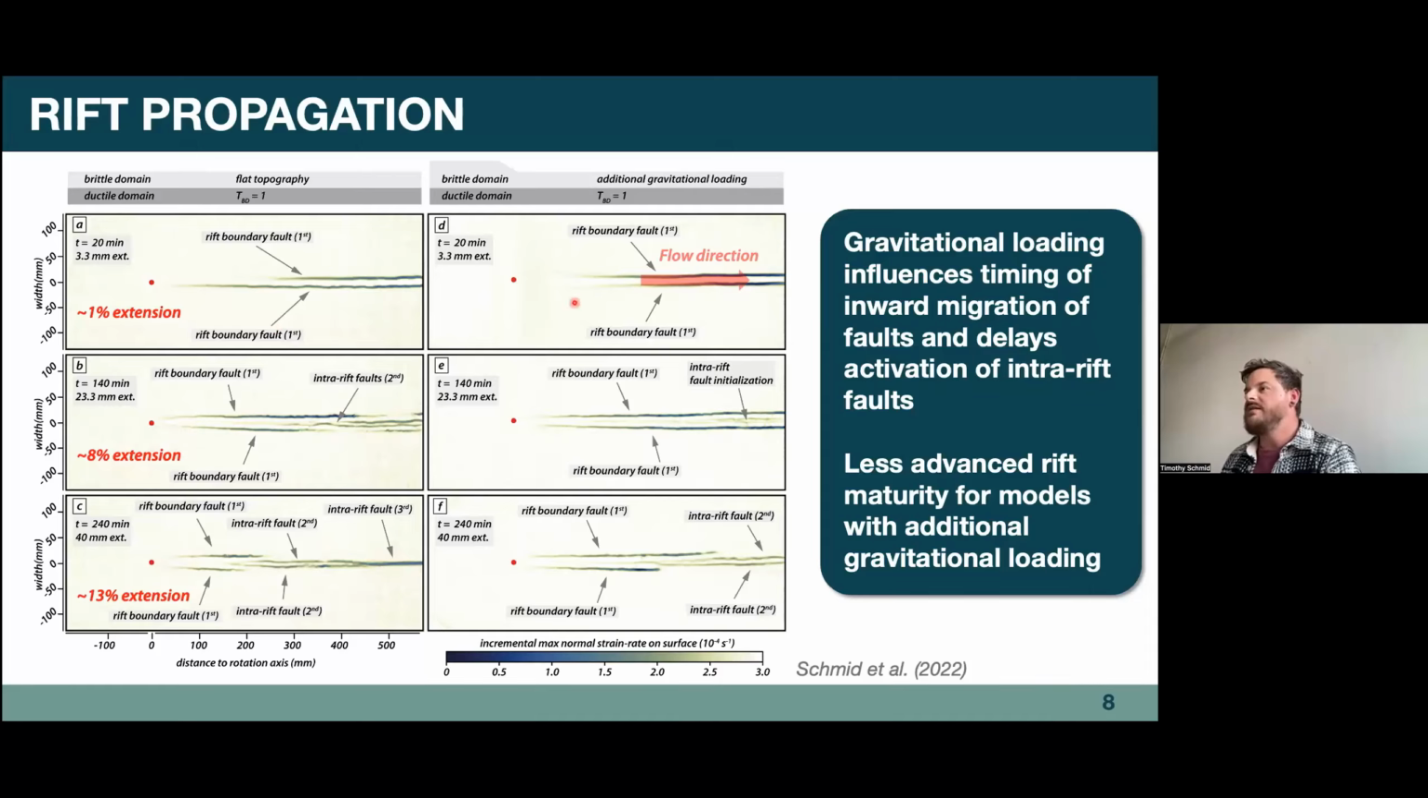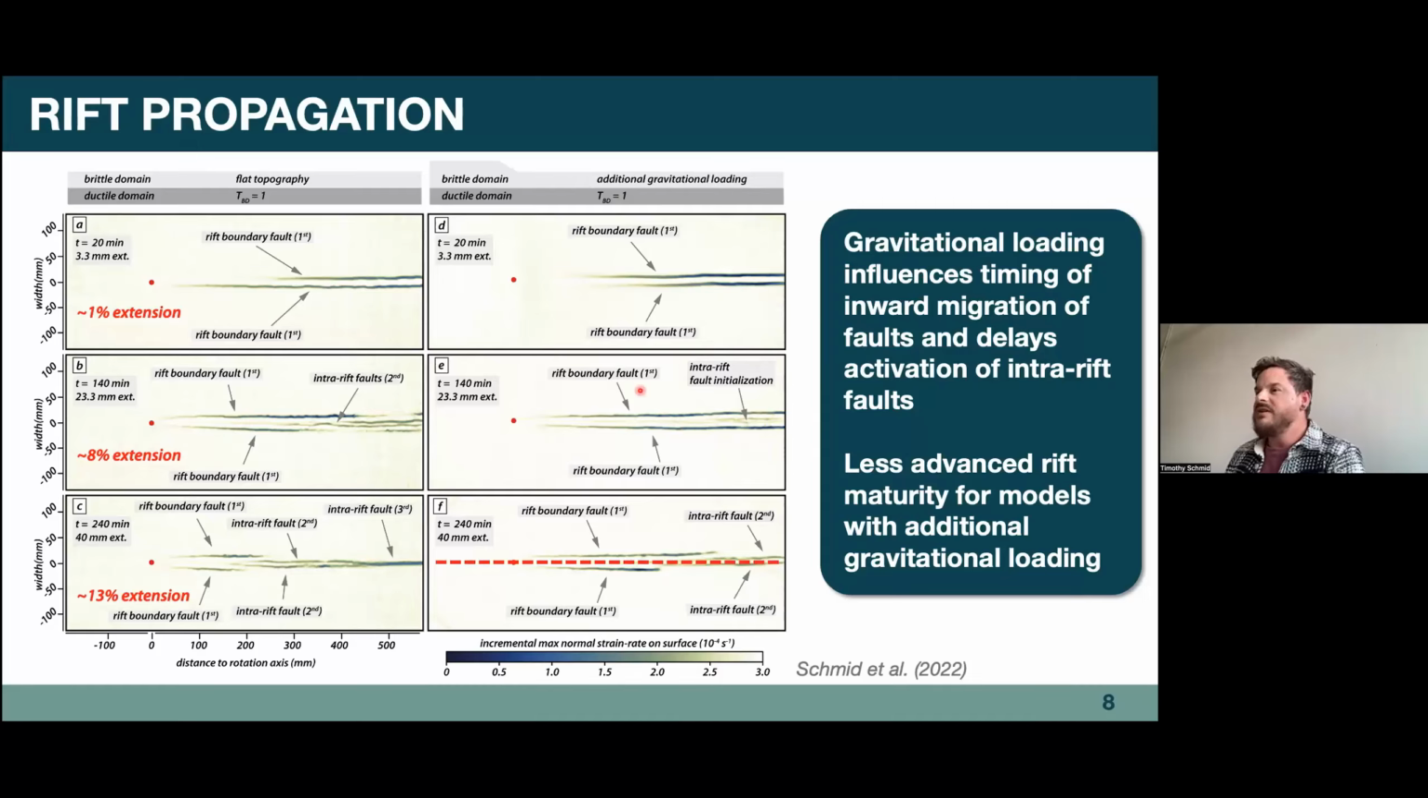If we compare that and look at the gravitational loading, here it looks a bit different compared to the quantitative view. We see that the rift propagation, first of all, seems to be delayed. So at the same stage, the rift in its length is laterally not fully developed. And that also influences, of course, the timing of the onset of the intra-rift fault activation.